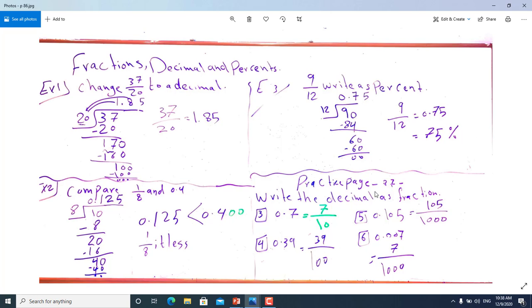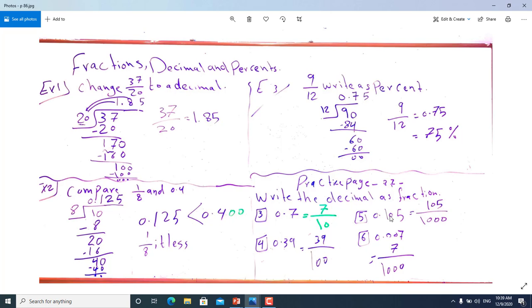So now, for practice on page 87, we have to write the decimal as a fraction. We have these decimals, 3 to 6, and we write them as fractions. For 0.7, this 7 is in the tenths place. Any digit in the first place after the decimal point, at the right, is tenths. So we write 7 over 10. And for 0.105, we write 105 over, and for the denominator, which place is it?